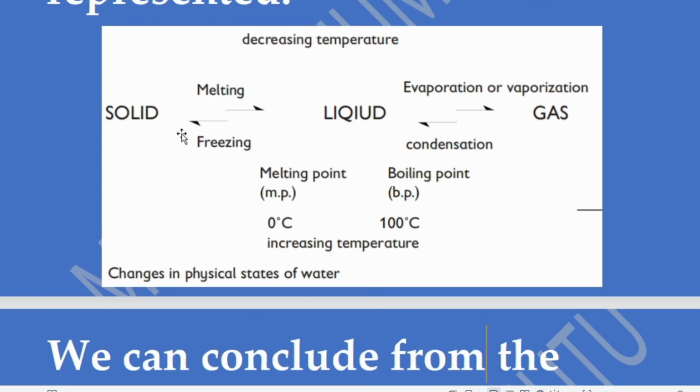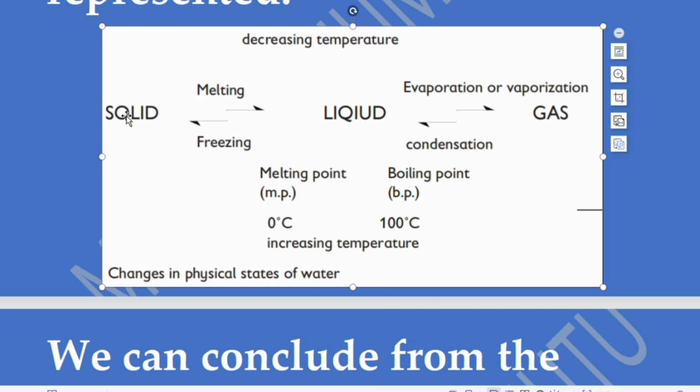Here we can see that from solid to liquid, it is melting and it is increasing temperature. From liquid to gas, it is evaporation or vaporization. It also entails increasing temperatures. And then from gas back to liquid, it is condensation. Now in this case, we are decreasing the temperatures. Then from liquid to solid, it is freezing. This is a further decrease in temperature.